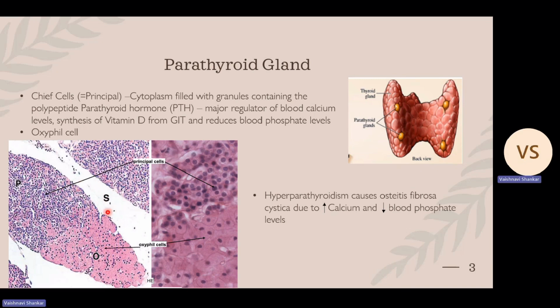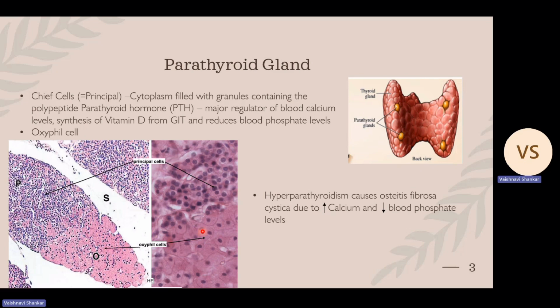Two types of cells are present in the parathyroid gland: chief or principal cells and oxyphil cells. Chief cells have secretory granules containing the polypeptide parathyroid hormone, which is a major regulator of blood calcium levels. Oxyphil cells show low level of PTH synthesis, so these cells are transitional derivatives of chief cells.